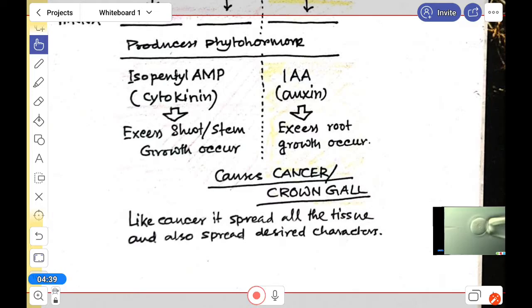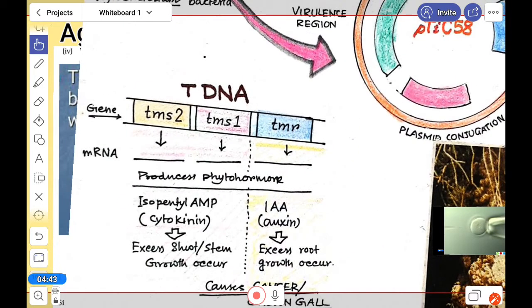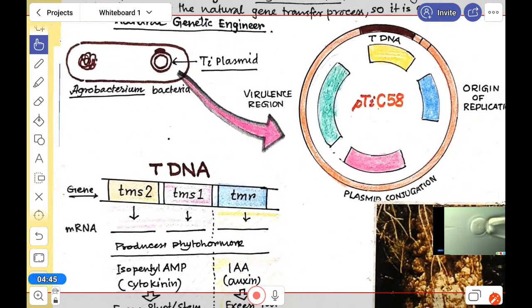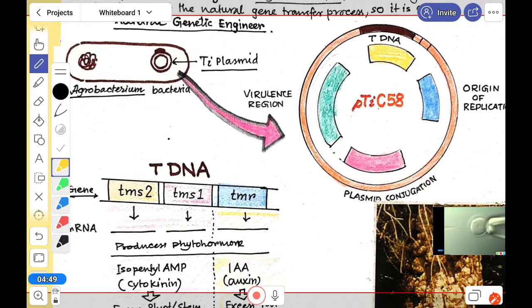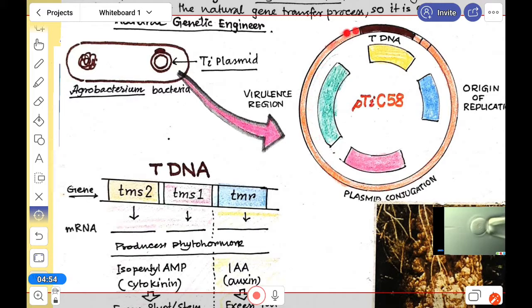So I think you can guess now what we are going to do. We are going to tag some gene here in this, and after that we'll apply it to the dicot plant, and we get our desired characteristics. Let's see how we are doing that.